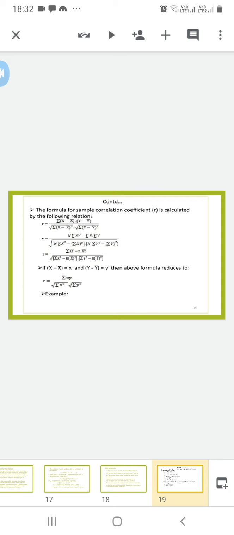Now the formula for the sample correlation coefficient. r is calculated by the following relation. r is equal to sigma (x minus x bar)(y minus y bar) divided by square root of sigma (x minus x bar) square into sigma (y minus y bar) square. Equivalently, r is equal to n sigma xy minus sigma x into sigma y divided by square root of n sigma x square minus (sigma x) square, into the square root of n sigma y square minus (sigma y) square.